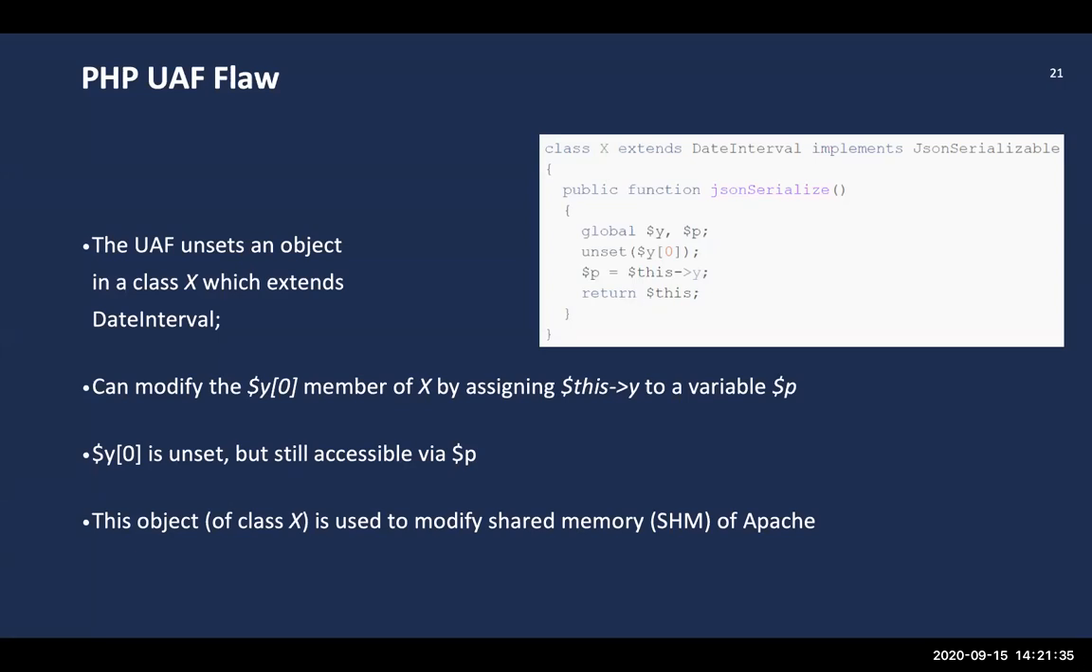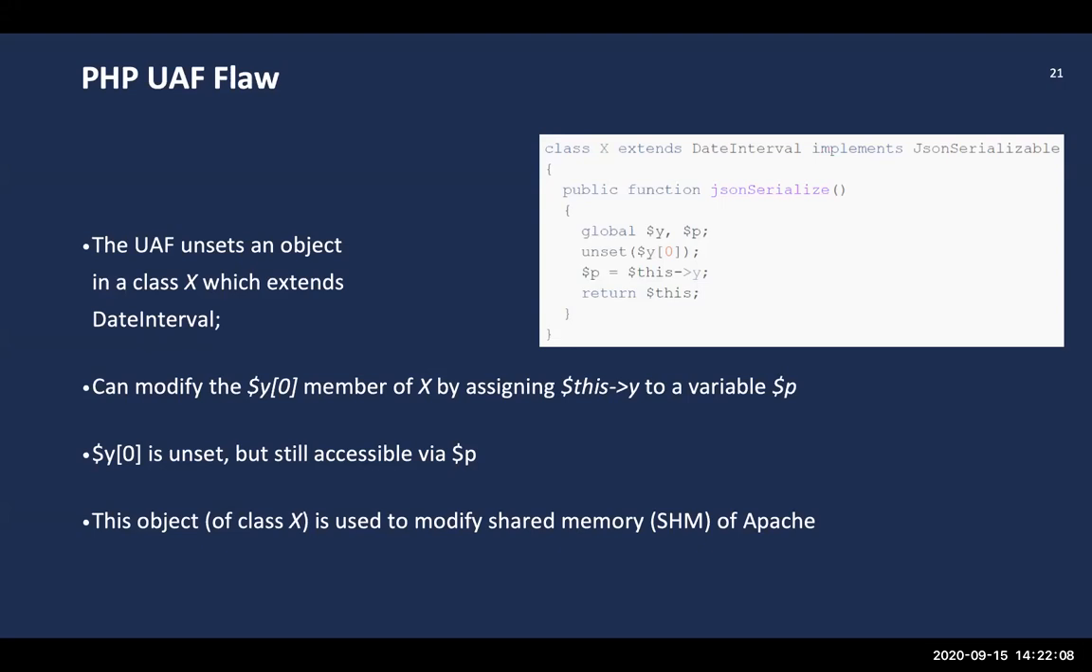So here we've got a class X, which extends a date interval, and it's got just a JSON serialized function. Doesn't really do anything with JSON, but just to name it whatever you want. And we have these globals. We're going to unset the first element in an array here, and then we're going to set a pointer to that value that we just unset, since the original value for Y there happens to point to the first value in the array. And then we're going to return the class to it.